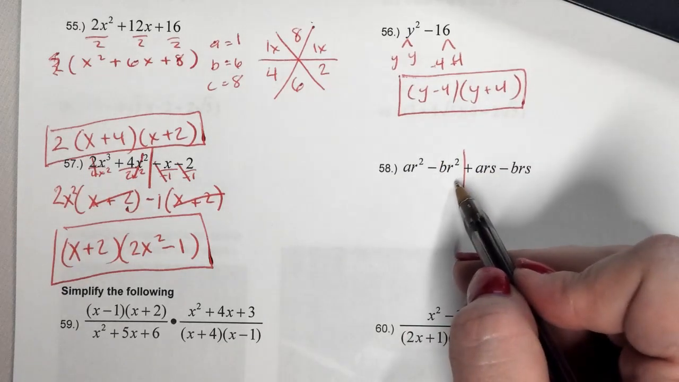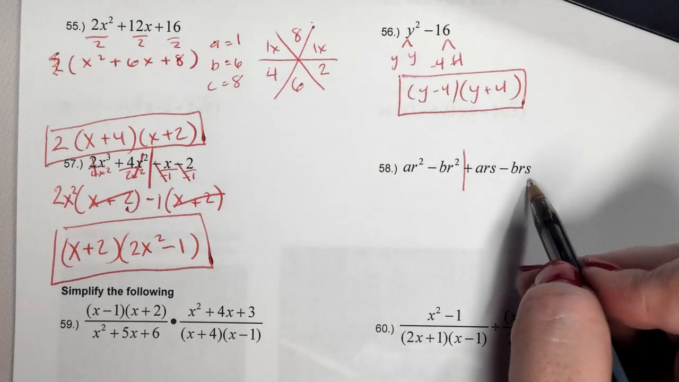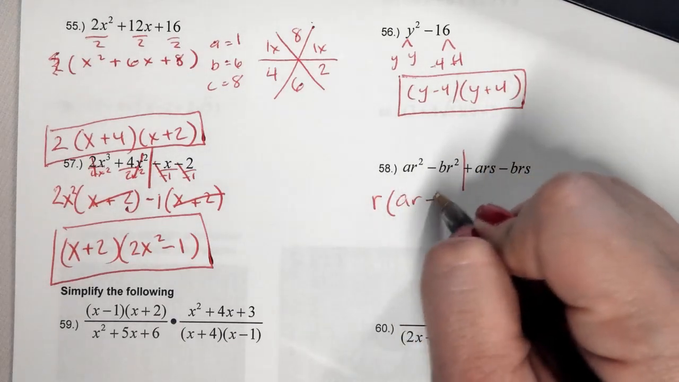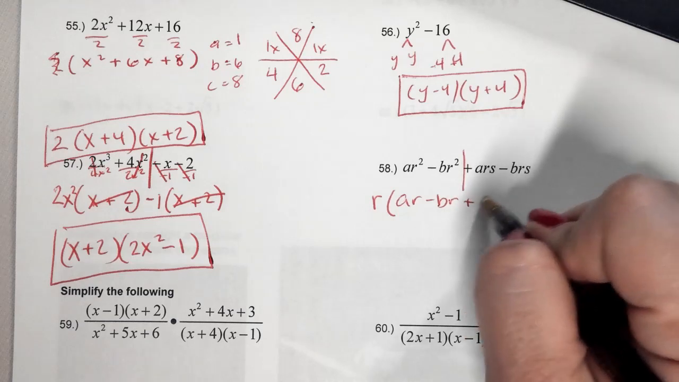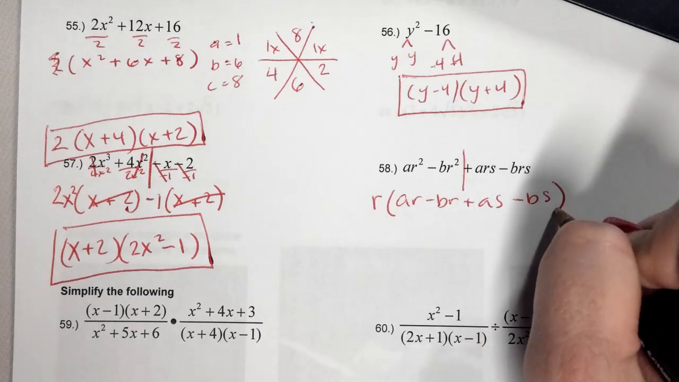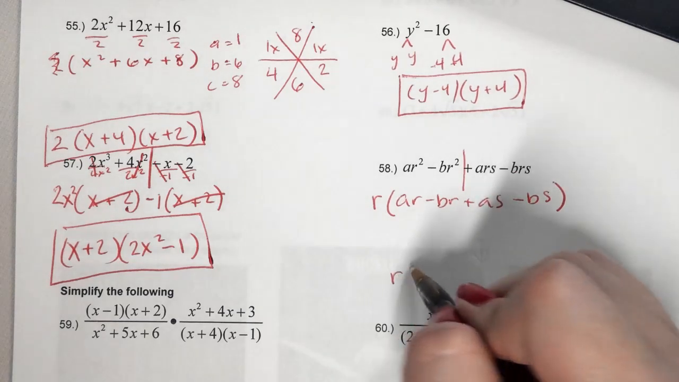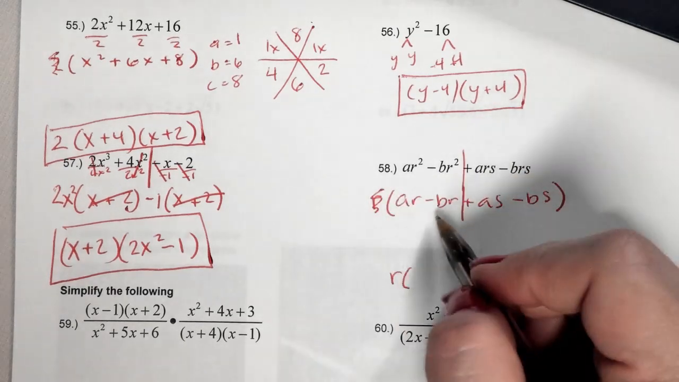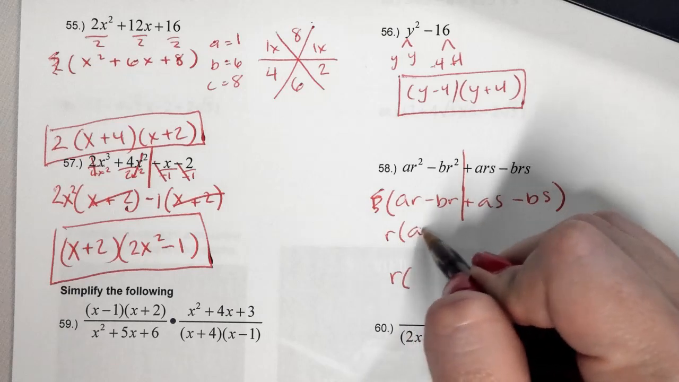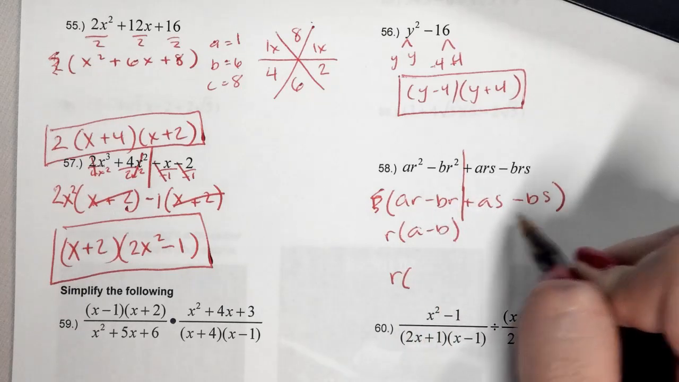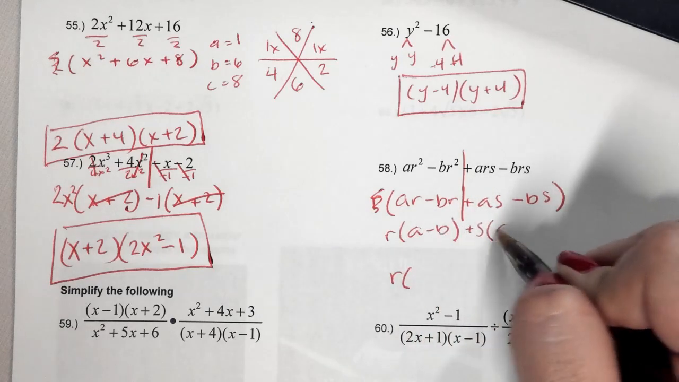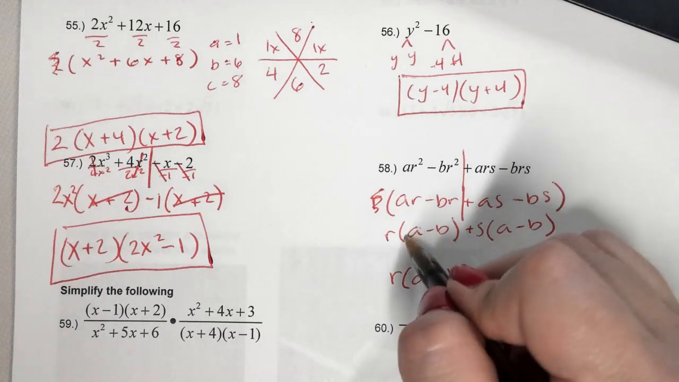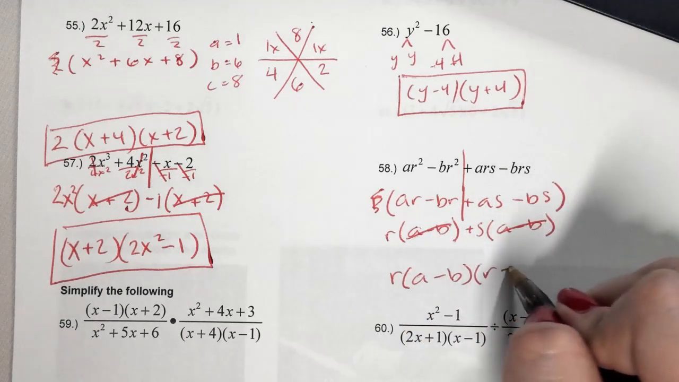AR squared. There is an r all the way across, so we could take an r out. When I take that out, I'm left with AR minus BR plus AS minus BS. And I'm going to bring that r down so I don't forget about it. And now I'm going to cut it in half and forget about it. So I have an r again. I'm left with A minus B. And then I have an S, and it's positive, so plus S. I'm left with A minus B. And look, they match. So A minus B, I take it out like a GCF. And I'm left with R plus S.